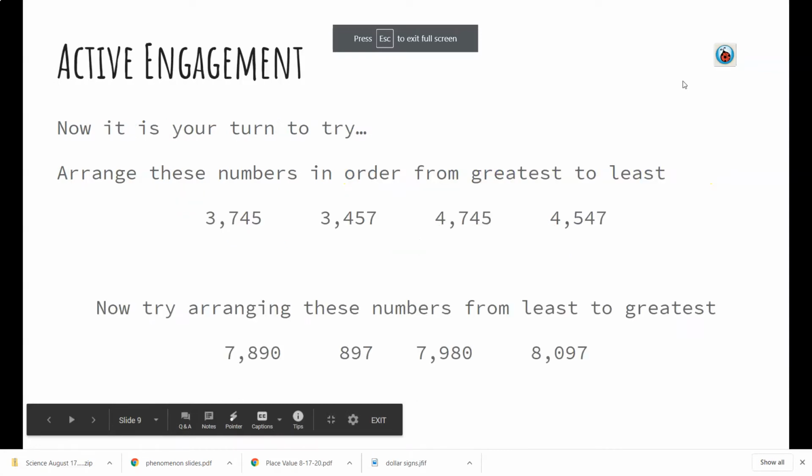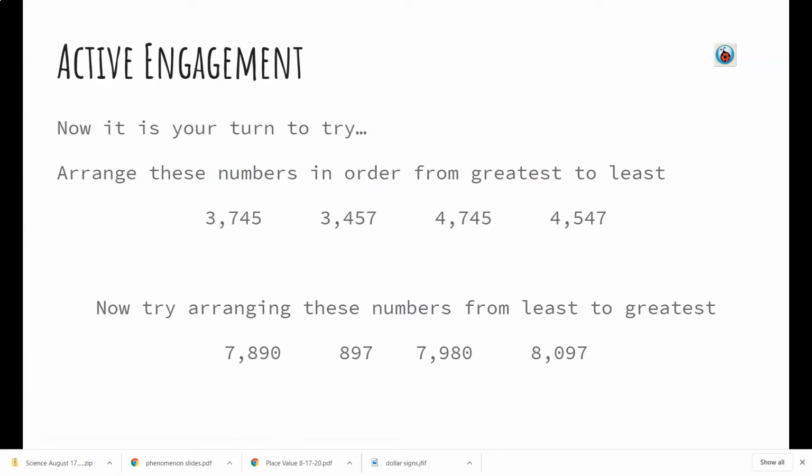And now you have 2 sets to try it on your own. So your teacher can pause the video and model these with you if you need more practice, or give you time to try them independently in your journal or on your dry erase board. Okay, so pause now, work through these, and then come back for your independent activity.